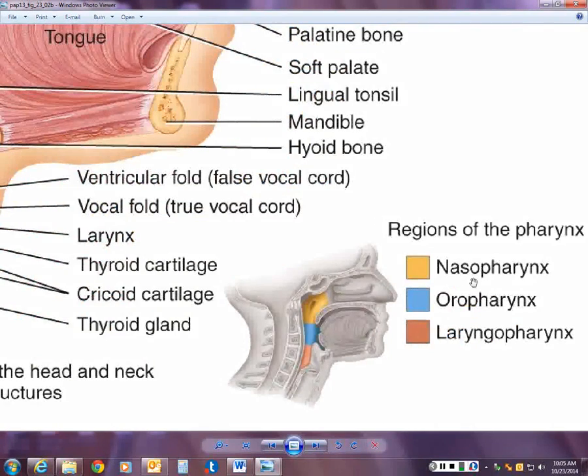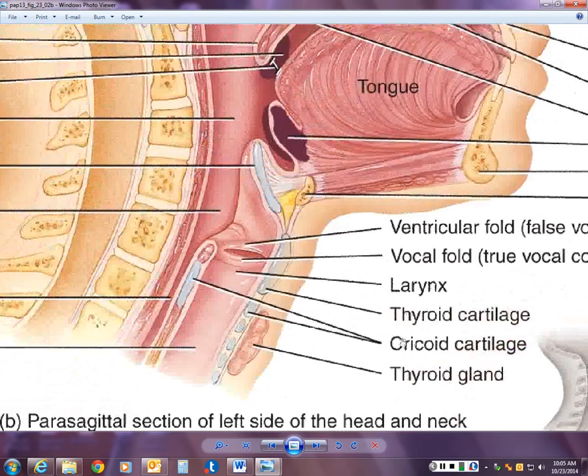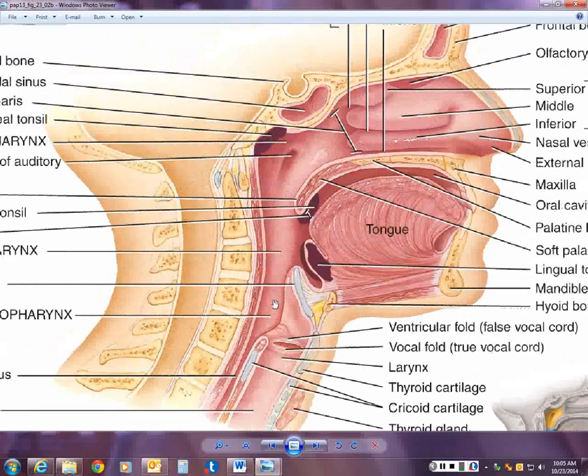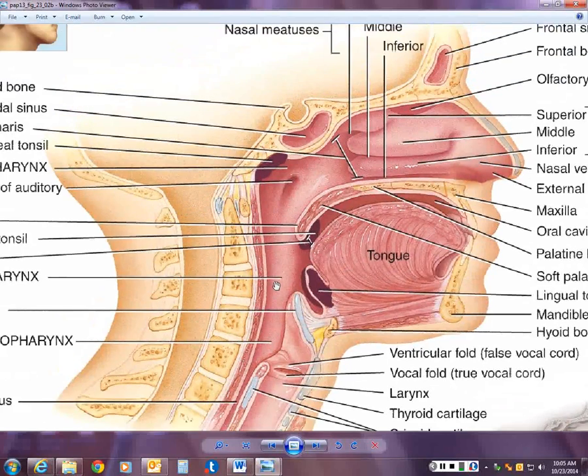If you look, the first section is called the nasopharynx, seen here at the back of the nasal cavity. Then you have the oropharynx, seen at the back of the oral cavity, and then you have the laryngopharynx, seen at the back of the larynx. Each one of these sections has specific items located within it for the most part. There's nothing really to make mention of within the laryngopharynx, so we'll continue to move superiorly.